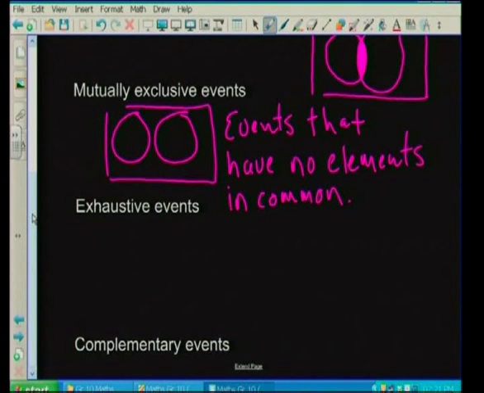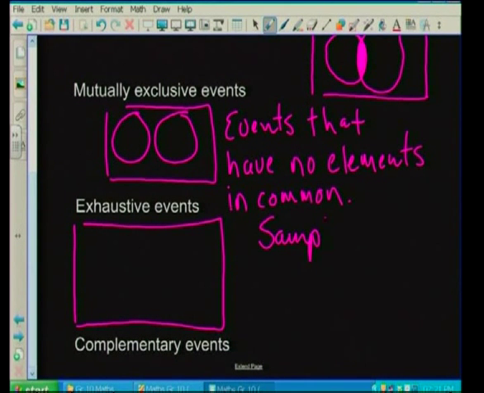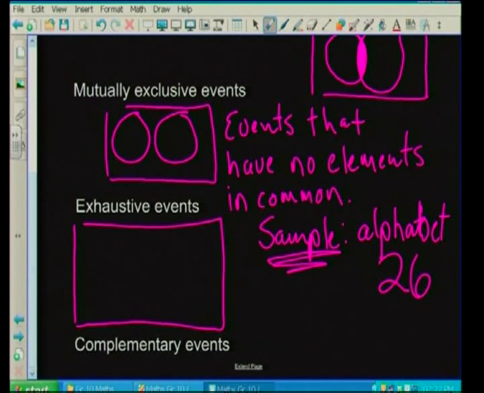Now, exhaustive events are such events that together cover all the elements of the sample. So let's say I would like to talk about vowels. Let's say my sample deals with the alphabet. So I am looking at the alphabet, and I've spelled it incorrectly. There we go. I'm looking at the alphabet. Now, in the alphabet, there are 26 letters, right? There are 26 letters in the alphabet altogether.